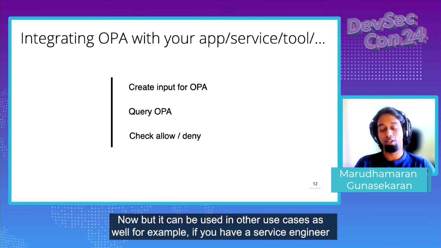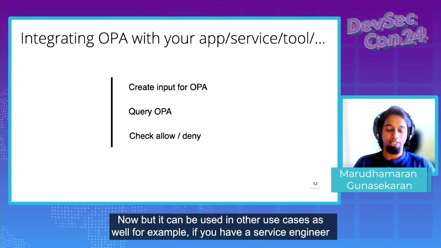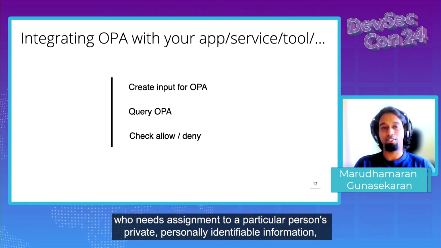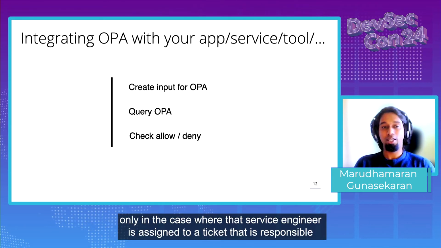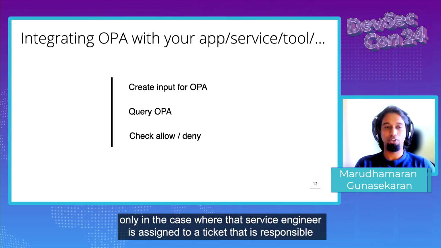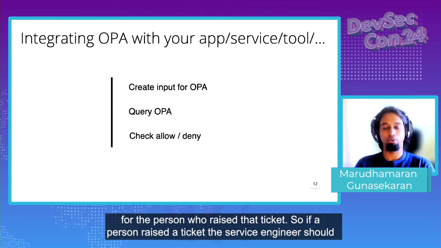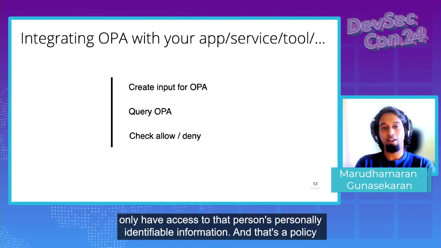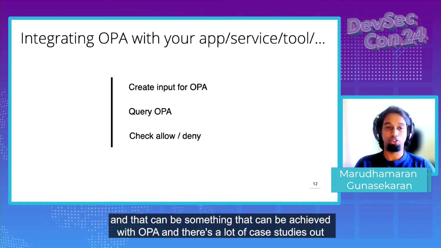Now, OPA can be used in other use cases as well. For example, if you have a service engineer who needs access to a particular person's personally identifiable information, only in the case where that service engineer is assigned to a ticket that is responsible for the person who raised that ticket. So if a person raised a ticket, the service engineer should only have access to that person's personally identifiable information. And that's a policy, and that can be achieved with OPA.